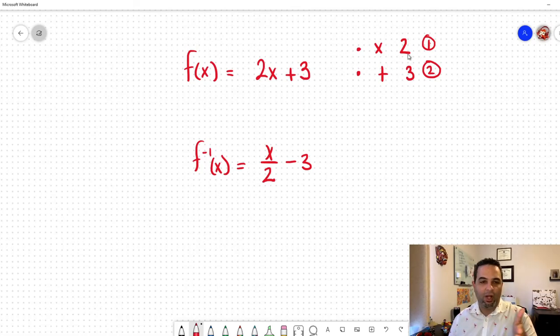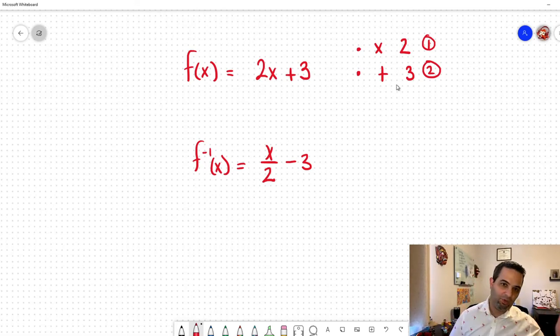Kind of like rewinding film. If you go backwards in time, it just doesn't go to the beginning and everything runs backwards. You start from the ending and you work your way backwards. So the same thing here.